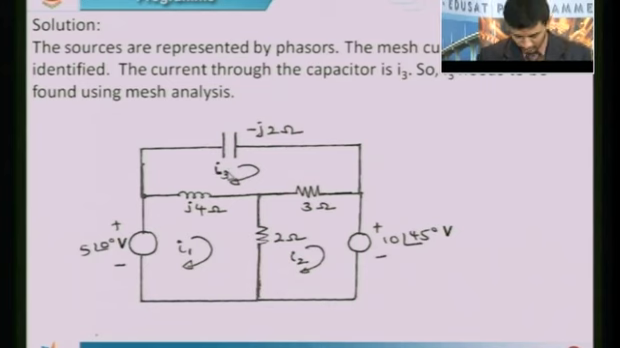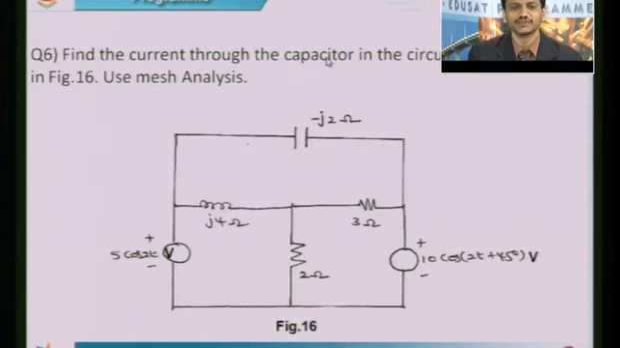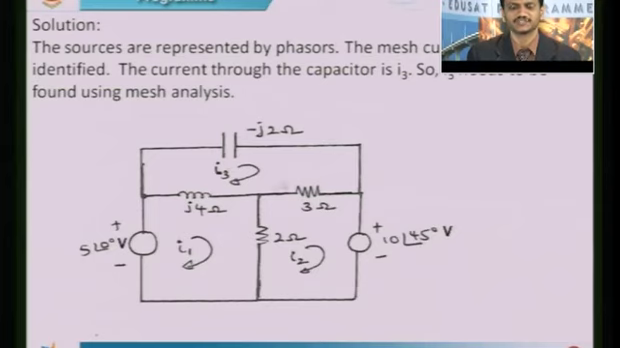Now, we will see what was our question. Our question was to find the current through the capacitor. Now, you have to use mesh analysis. There are 3 meshes, 1, 2, 3. I1 is the current associated with mesh 1, I2 is the current associated with mesh 2, I3 is the current associated with mesh 3. So the current through the capacitor is I3. It is easily observable because this particular branch belongs to only mesh 3, and the current in this branch should only be I3. So, the current that flows through this capacitor should be I3. So, our objective is to find I3 using the mesh analysis.